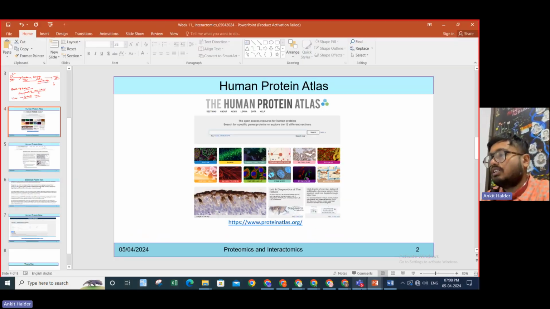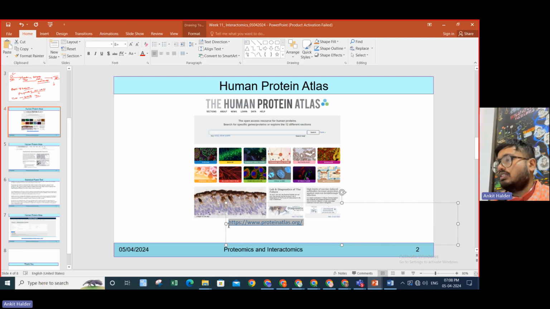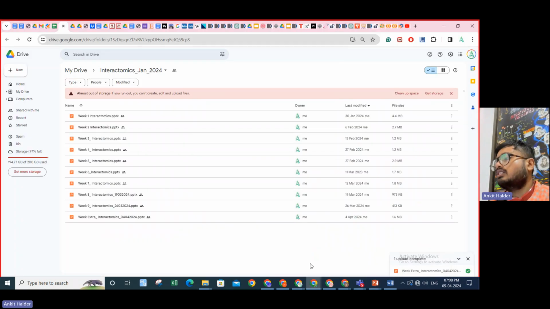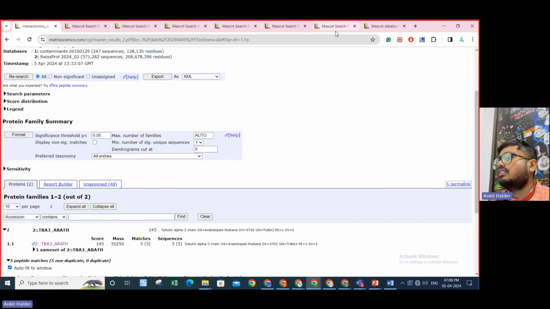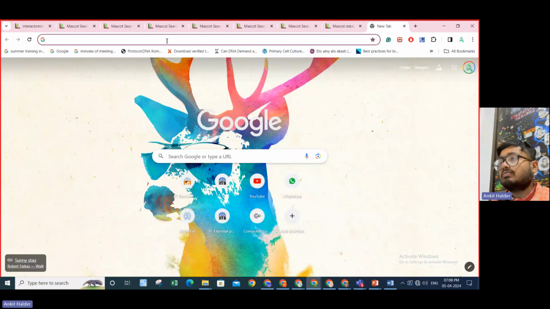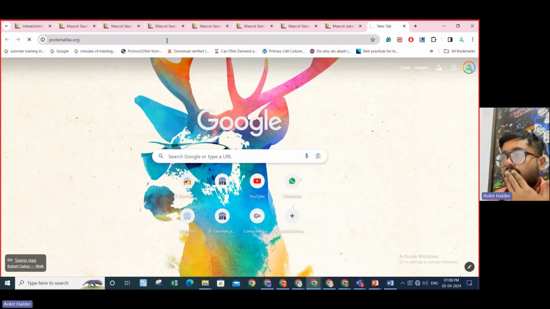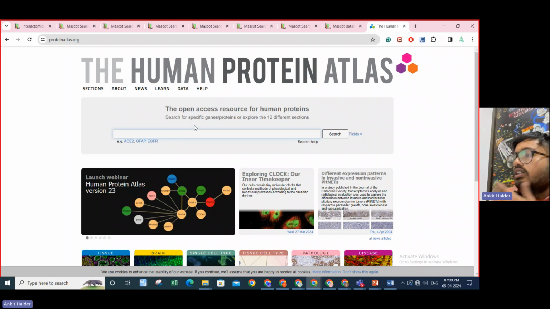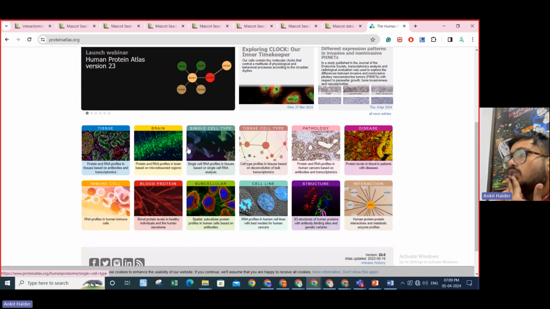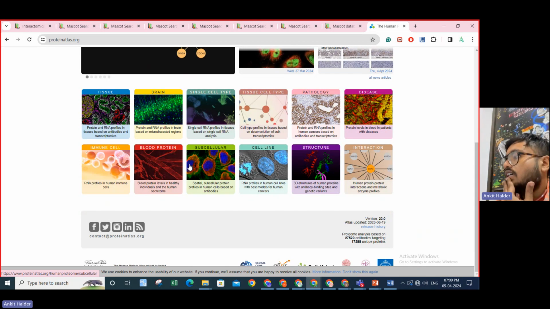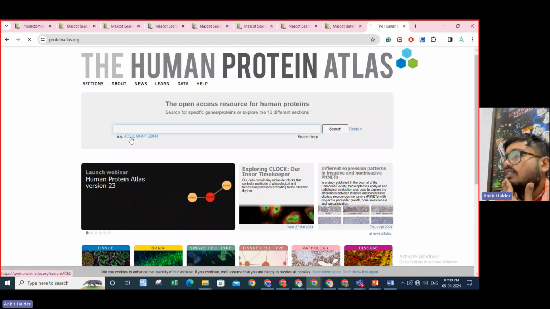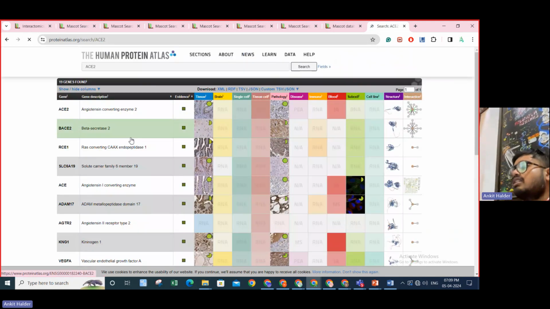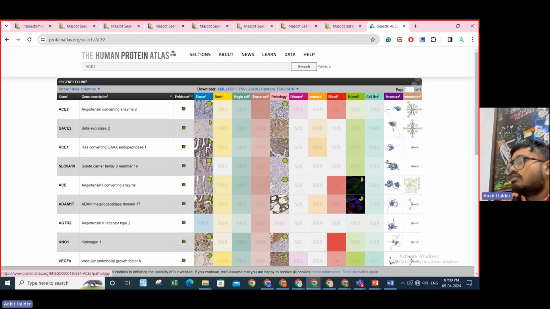Yeah, so we'll be starting with the Human Protein Atlas. Here you can see tissue, brain, single cell, pathology, disease, and you can search. You can see what their expression level is in the tissue, brain, pathology.